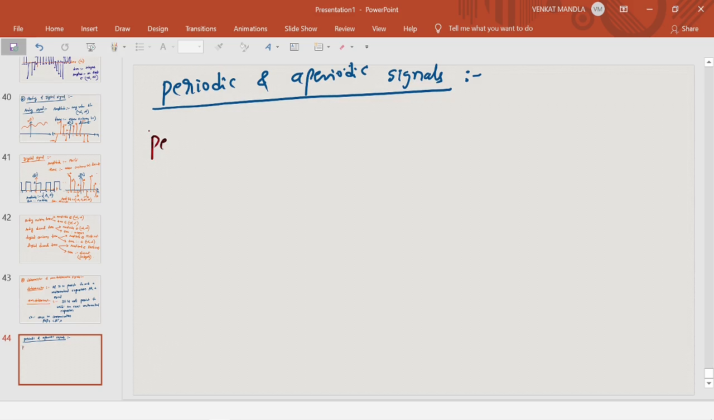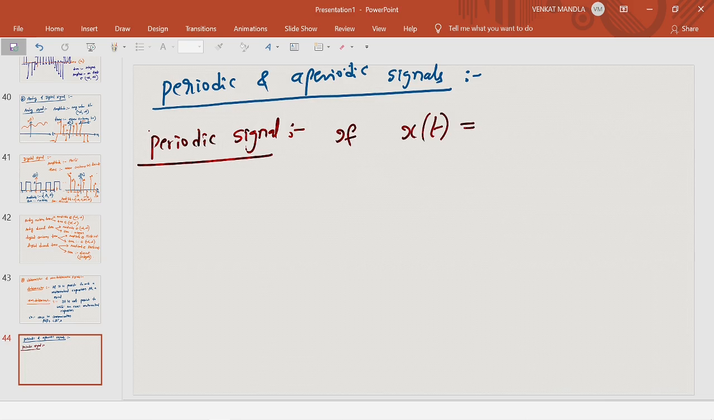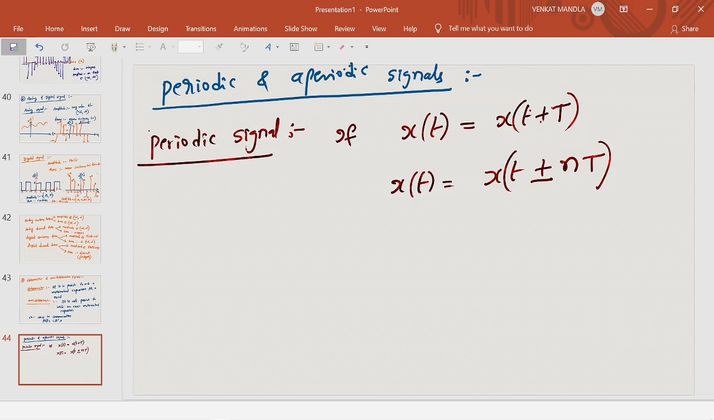First one, periodic. What is a periodic signal? If a signal x of t is repeated with a period capital T, or x of t equal to x of t plus or minus n times T, okay, so x of t is repeated for all t with a period capital T.